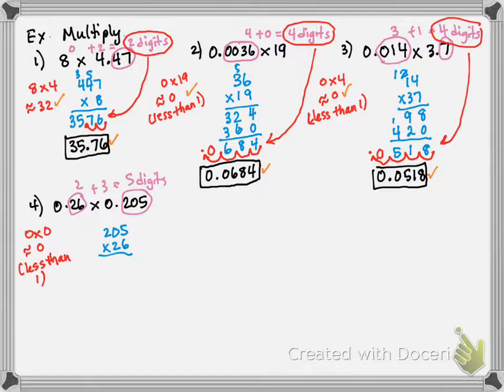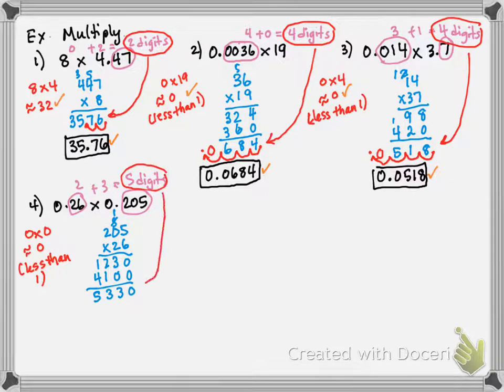So 6 times 5 is 30. 6 times 0 is 0 plus 3 is 3. I'm going to cross them out. 6 times 2 is 12. Put in a placeholder. 2 times 5 is 10. 2 times 0 is 0 plus 1 is 1. And 2 times 2 is 4. Add up. And I get 5330. But now I've got to apply how many digits come after the decimal point.